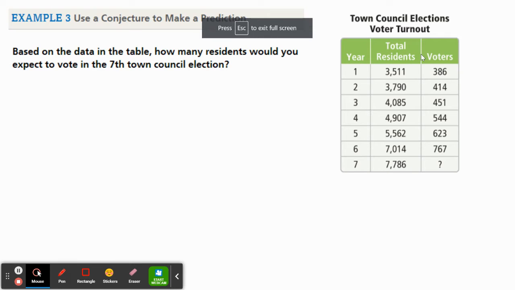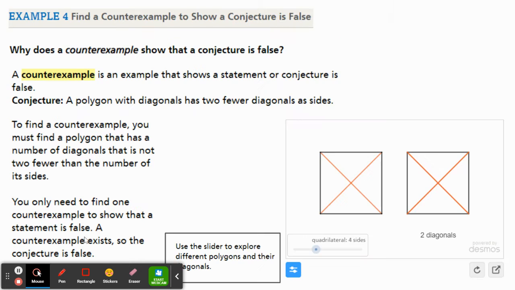All right, so let's continue on with this inductive reasoning, this pattern thinking. Okay, so find a counterexample to show a conjecture is false. Why does a counterexample show that a conjecture is false? A counterexample is an example that shows a statement or conjecture is false. I think I said that like three times. So again, a counterexample shows something is false.